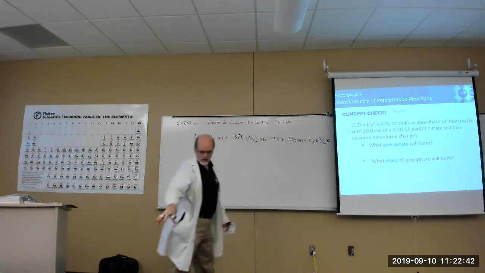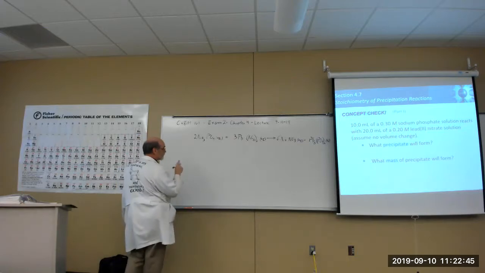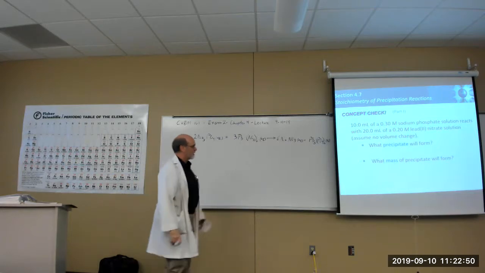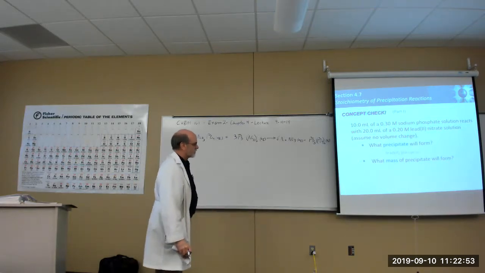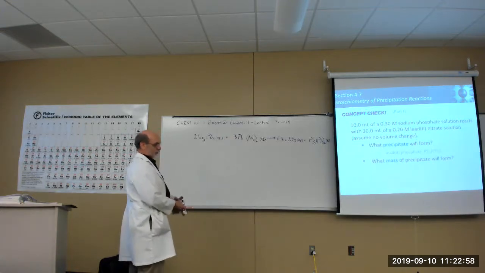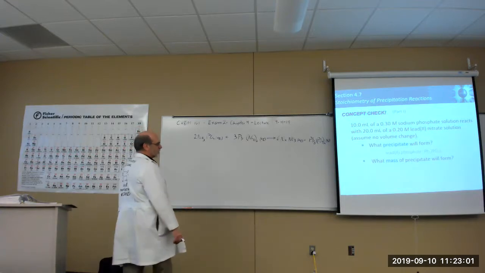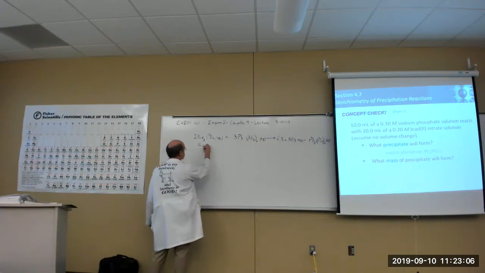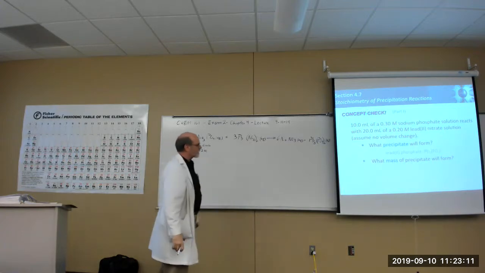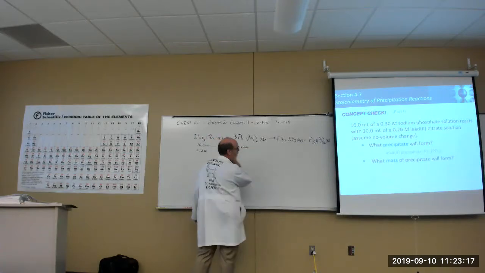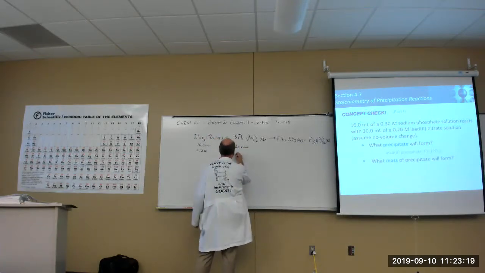All you have to do is check your chart. Lead 2 and phosphorus are precipitate. Okay, so that gives us the answer to that question. What mass of precipitate will form? For this equation, we need to do stoichiometry. 10 milliliters of 0.3 molar are reacted with 20 milliliters of 0.2 molar.